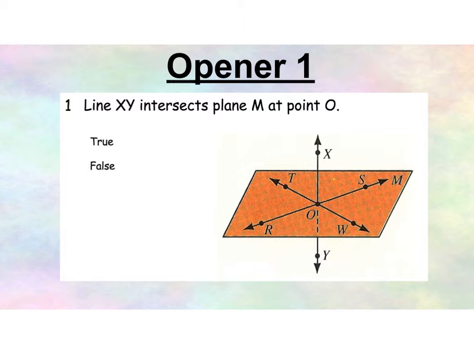Here we have a picture with line XY intersecting plane M at point O. Line XY intersects plane M at point O. Is this true or false? Here's my line XY. Here's plane M. So plane M is all the orange, and the dot dot dot shows us that that line does go through, and it does in fact cross at O, so we would say this is true.